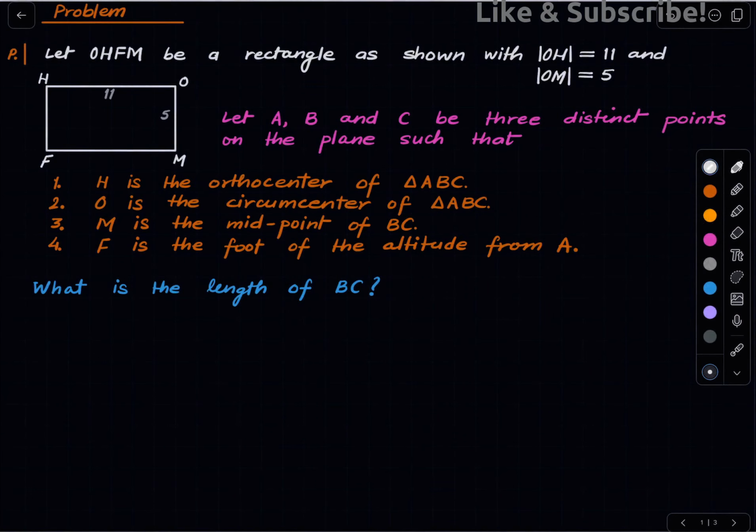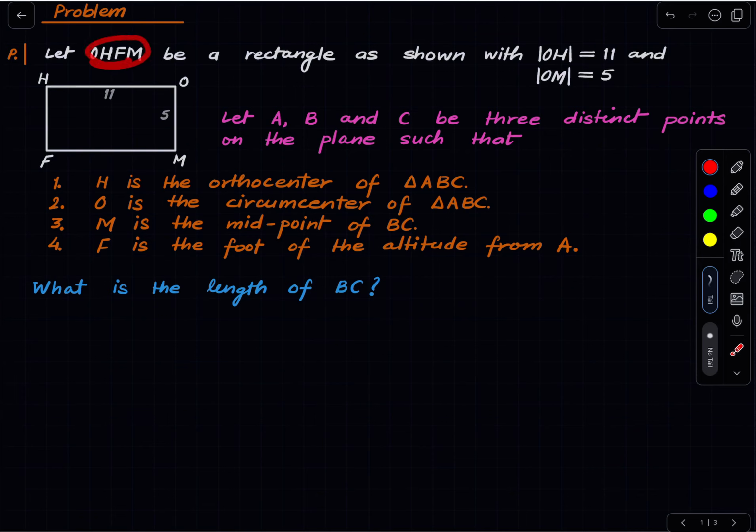Welcome to this lecture series in coordinate geometry. In this lecture, we want to discuss this problem. Let me read it out. So we have a rectangle OHFM whose sides are 11 and 5 units. So this is 11 units and that is 5 units.